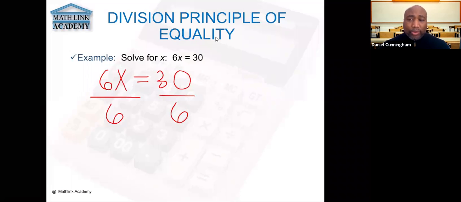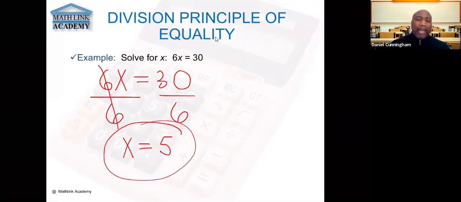And that's how you show division on both sides. 6 divided by 6 is 1. So we've got x is equal to 30 divided by 6. Let's reduce that, which is 5. And that'll be my answer. x is equal to 5. And always check your answer. 6 times 5 is equal to 30.